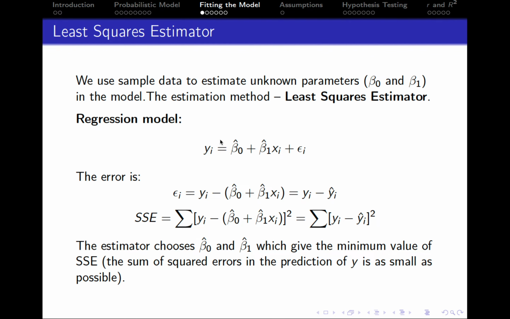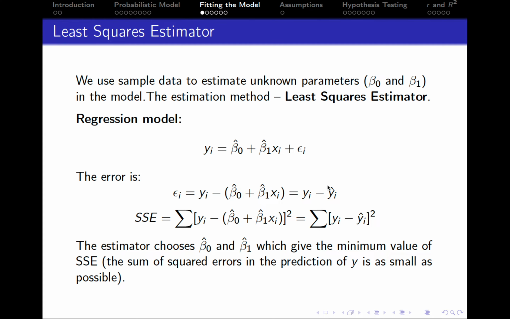We can rearrange this equation to get an expression for epsilon, the error term, and it will be just y minus (beta 0 plus beta 1 x_i). In other words, we take the actual value of y and subtract its predicted or estimated value based on the estimated model. So the error term is equal to the difference between the actual value of y, the one that we have in the data set, minus the predicted or the estimated value of y.